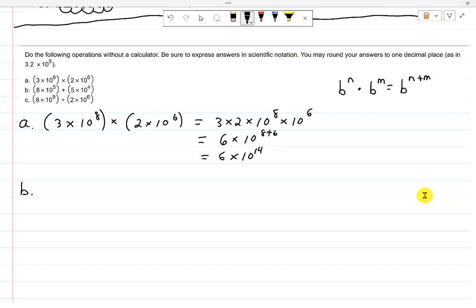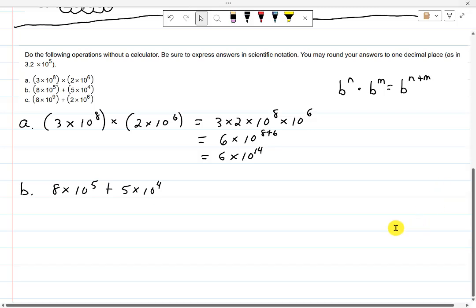Let's go on to B. Here it's an addition problem. We have 8 times 10 to the 5th plus 5 times 10 to the 4th. I'm not exactly sure why they put parentheses around them, but probably just to illustrate them as individual numbers. Well, for something like this, you could multiply it out if you want to. This is 800,000. This is 50,000. So you got 850,000 is one way you could do it.